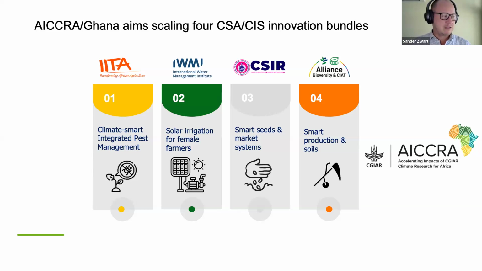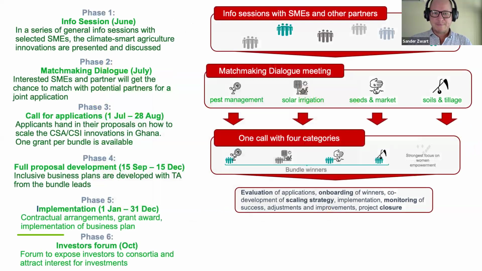So we're looking really at the smallholder farmers and notably the female farmers, because they have extra challenges to install solar irrigation on their farms. CSIR is proposing smart seeds and market systems. And then finally, the Alliance for Biodiversity and CIAT, ABC, they are proposing smart production and soils, and they will explain later on in the slides more details on this. Can you go to the next?